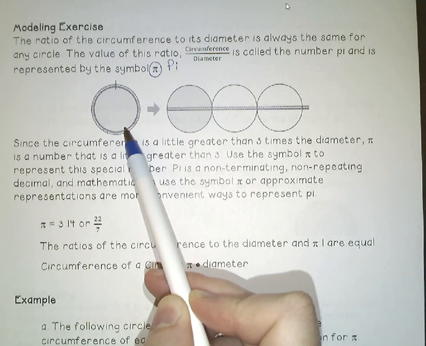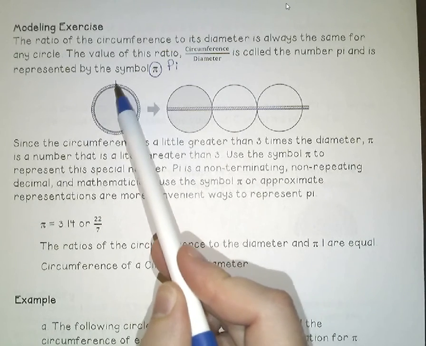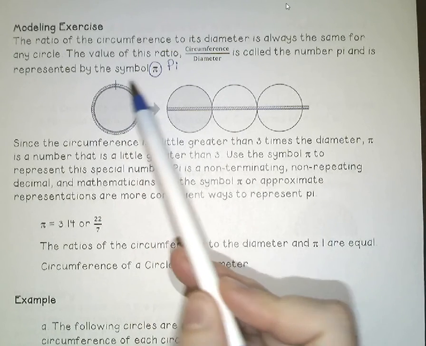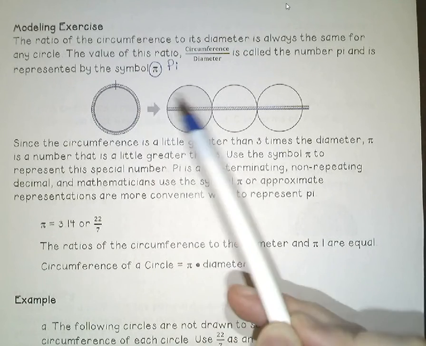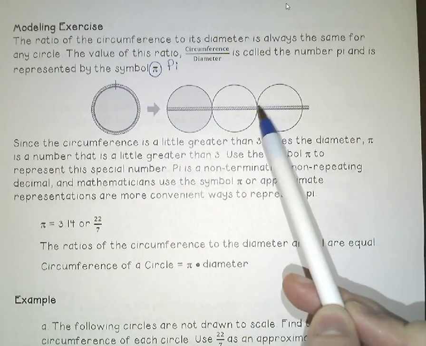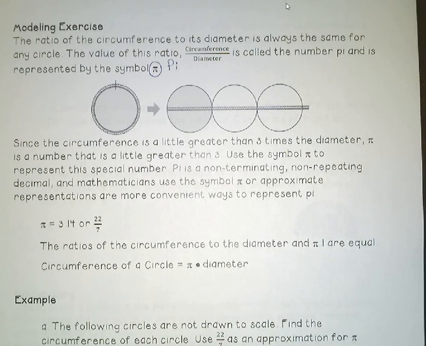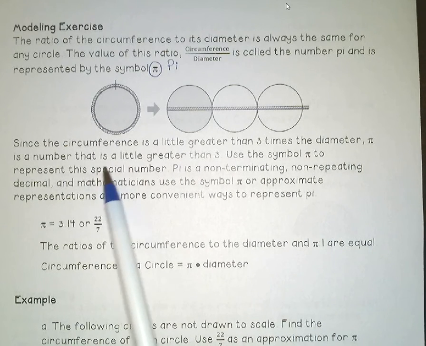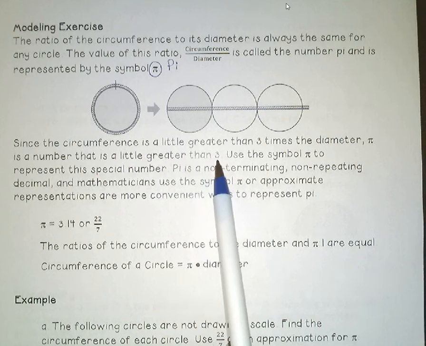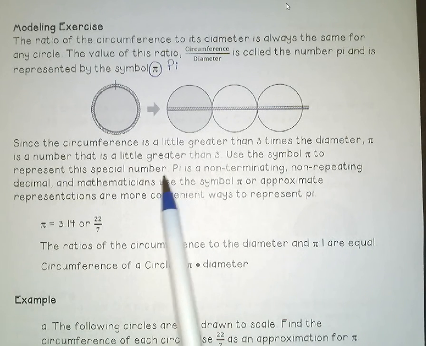Find any circular object and measure it with a string around it, and then try to put that string over the diameter of that same object, and you will see that it goes a little bit over 3 times that diameter. Okay, and since the circumference is a little greater than 3 times the diameter, pi is a number that is a little greater than 3. Use the symbol pi to represent this special number.